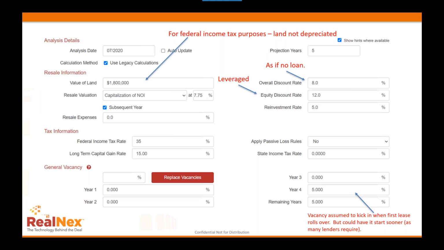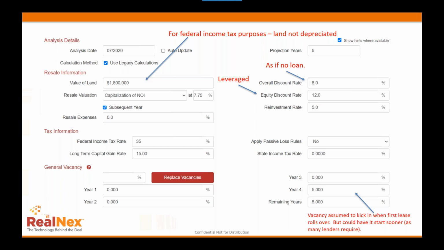As I talked about, the way we typically calculate the resale value is to apply a capitalization rate. So here it's 7.75%. We're going to apply that to the net operating income. You notice the checkbox, it says subsequent year, which is checked by default because that's what's typically done. Okay, I explained why it's one year after the sale of the property, because that's the first year to the buyer.